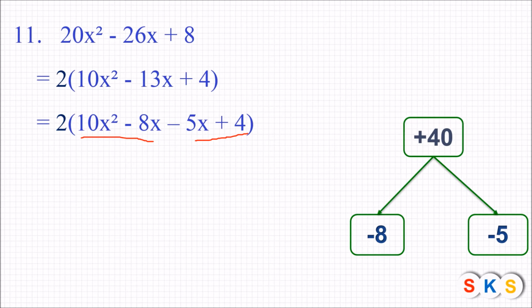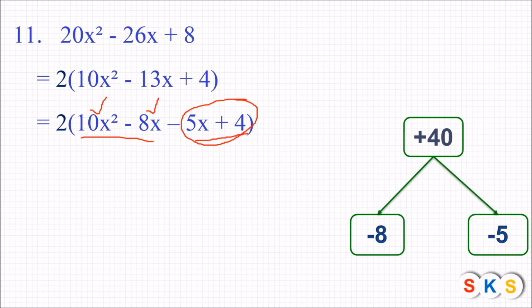The common is 2x. Okay, what is common in the first binomial? 2x. Okay, because 10x square means 2 into 5 into x, and 8x is 2 into 4x, so the common is 2. And what is common in the next group? 1, because 5x you can write as 5 into x, or you can write as 5 into 1 into x, and 4 you can write as 4 into 1. So the common in the next group is 1.